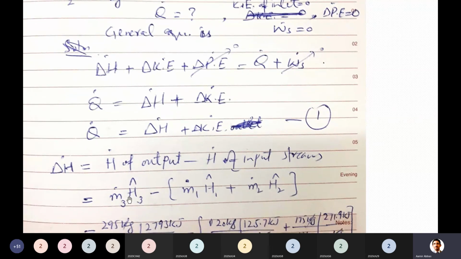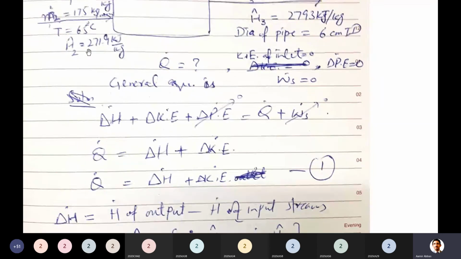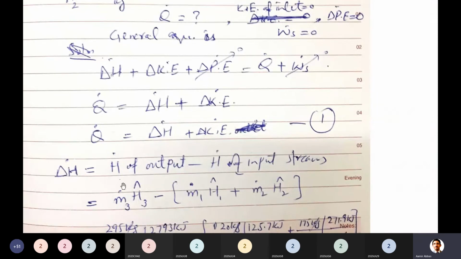By the way, where did this come from, M times H cap? I wrote here H dot, and how is this formula formed? I think this is now very straightforward. You know that a specific value is equal to that quantity divided by mass. Because I was looking for that quantity, I just multiply the mass with the specific enthalpy. In the question, the specific enthalpies are given, as well as the mass flow rates, so we can find this H dot. Clear?